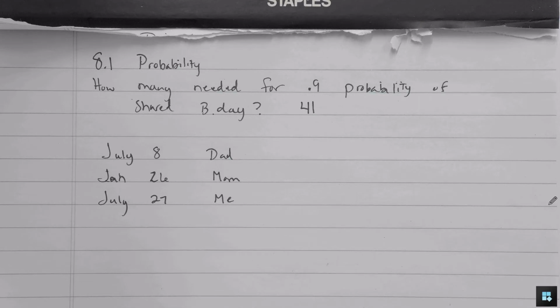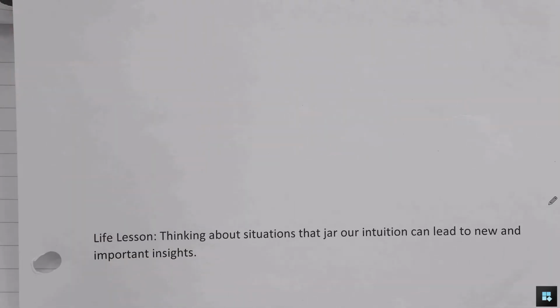So weirdly enough, you only need 41 people to have a 90% probability of a shared birthday. Most people would think you would need like 365 minus 36 people. So in this section, we're looking at situations that jar our intuition, which can lead to new and important insights.